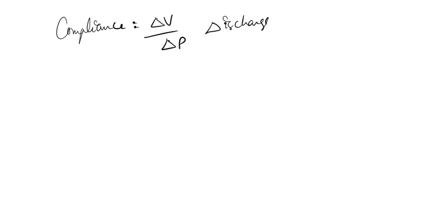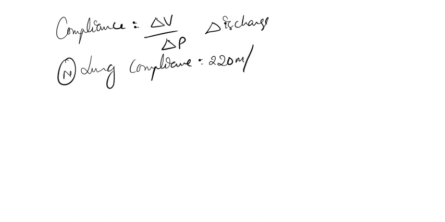Compliance can be defined with a formula, that is delta V by delta P, where delta is actually the change, right? Now, normal lung compliance is 220 ml per centimeter H2O.